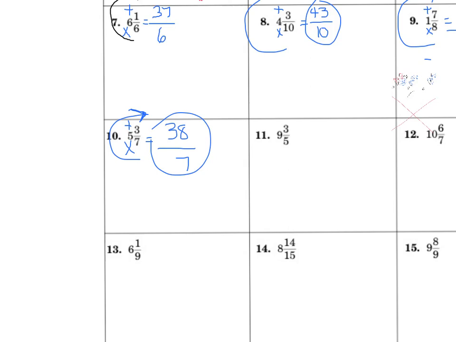The last one I'm going to do with you. 5 times 9 is 45, plus 3 is 48. That's my numerator. My denominator stays the same, 48/5. Okay, do the rest on your own.